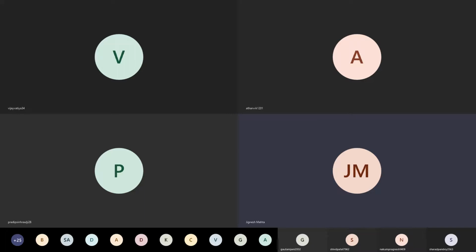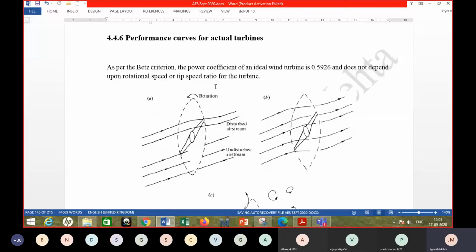We have been discussing using wind energy for various purposes, for various applications, and that generally involves conversion of the kinetic energy available in the wind into mechanical energy, and that form of energy, that is mechanical energy, can later be converted into electrical energy.